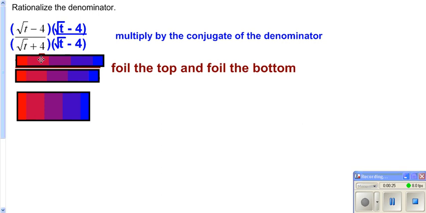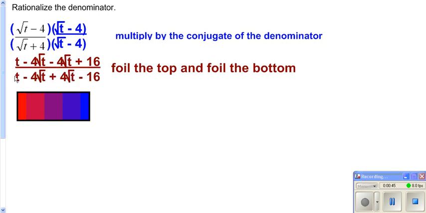Now, hopefully you remember that when you multiply conjugates together, and you're going to have to FOIL the top, FOIL the bottom. Remember, a root t times a root t is a t. Your root t times your negative 4. Your negative 4 times your root t. Your negative 4 times your negative 4. Similarly on the bottom, but the bottoms are conjugates.